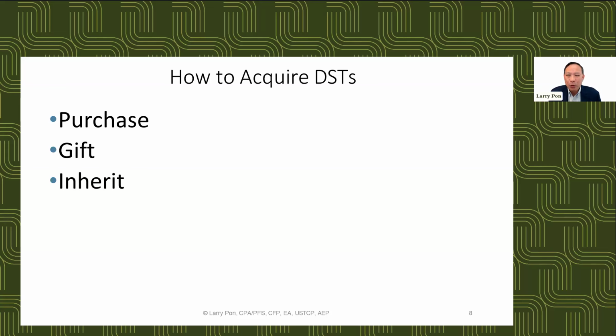Now, of course, the depreciation basis is the lesser of the adjusted basis or fair market value. Well, in general, my expectation is I don't expect the DSTs to go down in value, I hope. So the fair market value is most likely not going to be less than the adjusted basis.